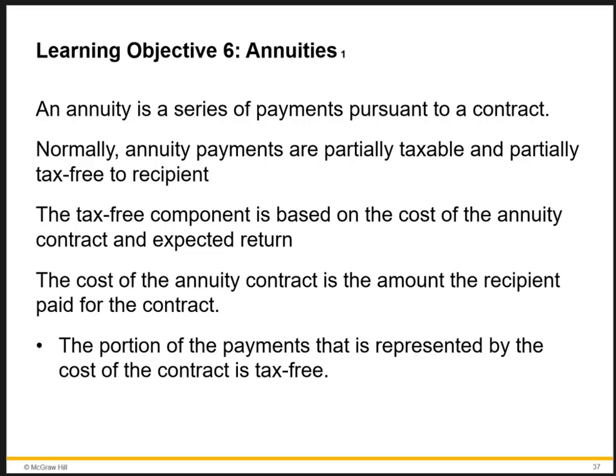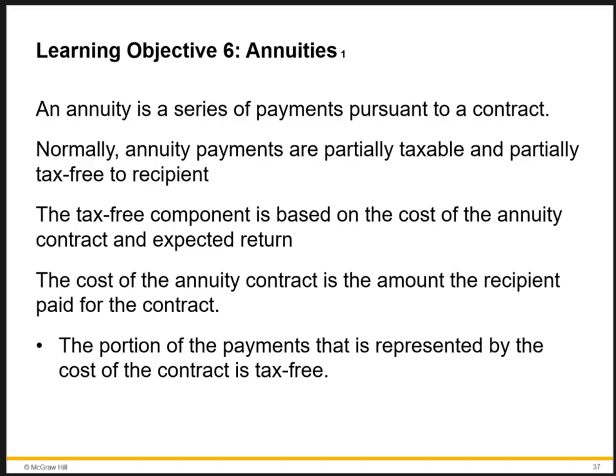But they are fairly common, especially when an individual receives a lump sum amount, say an inheritance from their parents upon death, rather than blowing it all at once. They may put it in an annuity and have it then stream payments to make sure that they have income for the rest of their life or for a set period of time. So the annuity is a series of payments pursuant to this contract. Typically, some of the payment is taxable and some is tax-free.